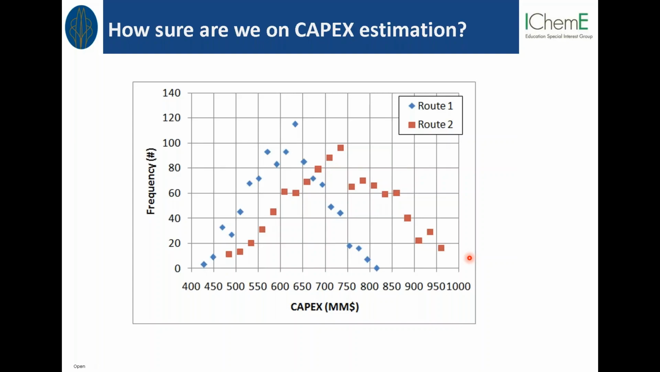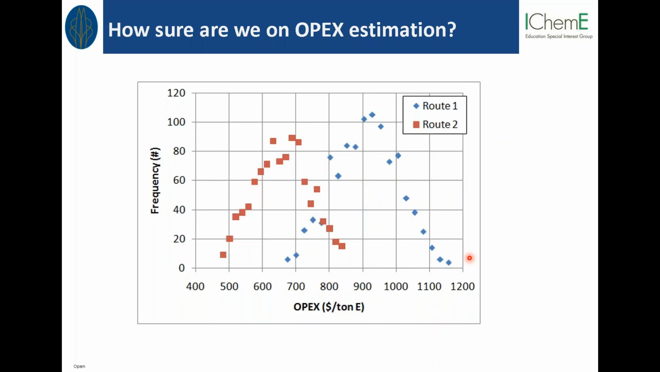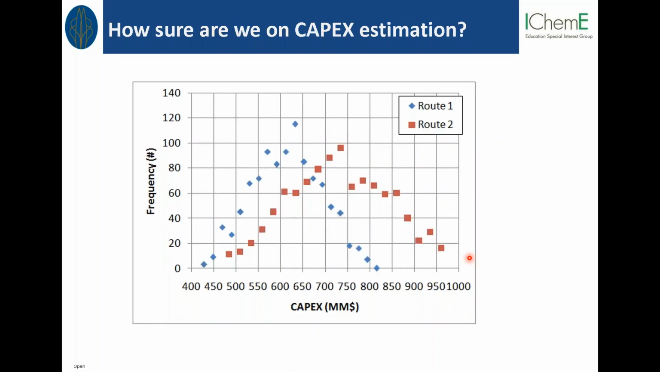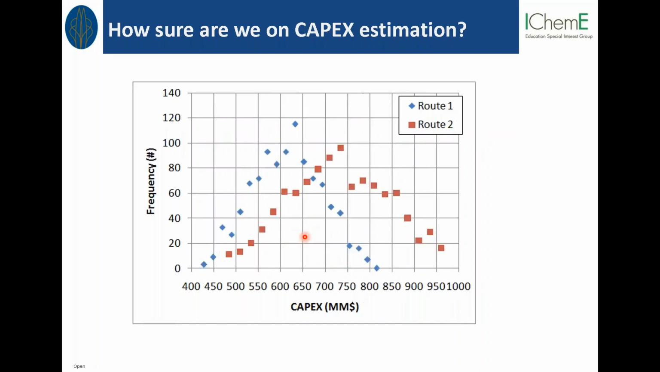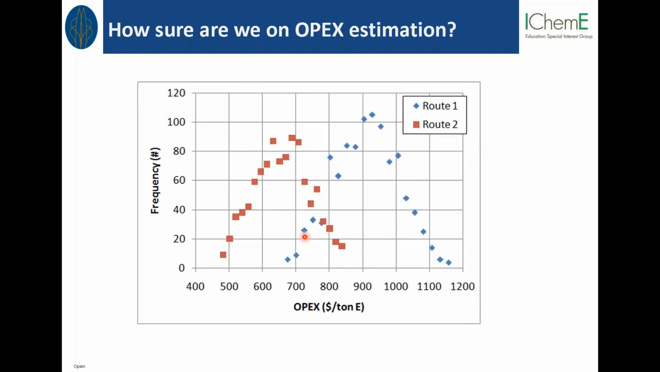Let's see the operating cost. In this operating cost, even though route 1 seems slightly cheaper than route 2, OPEX-wise, from this Monte Carlo simulation, the overlapping region is much lower compared to this overlapping region. So in that sense, we could say this area over here is maybe 80%. So we have an 80% chance of route 1 becoming more expensive in operating costs compared to route 2. We could say something like that.